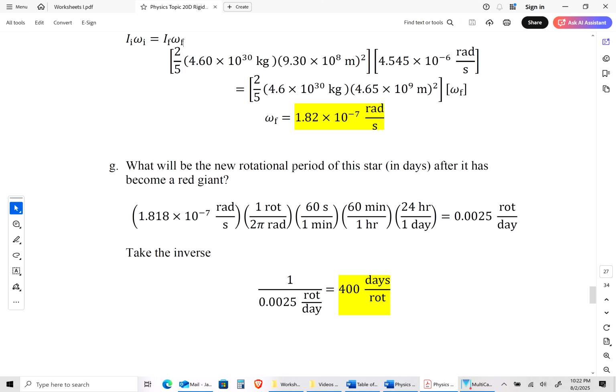So period has units of time, so you need to make sure time is in the numerator. So the answer is 400 days per rotation.